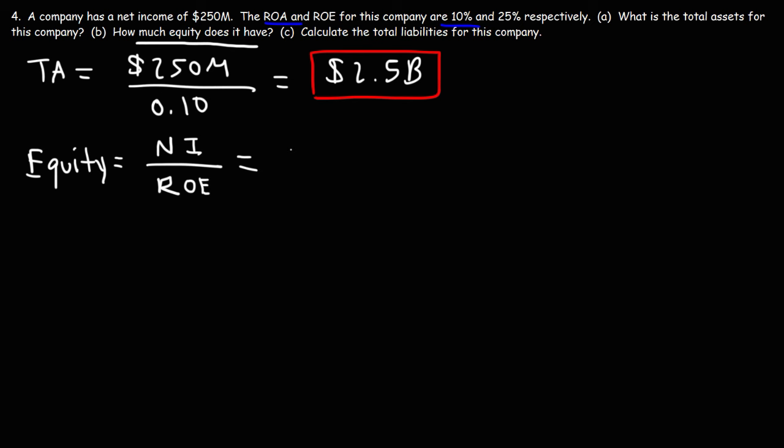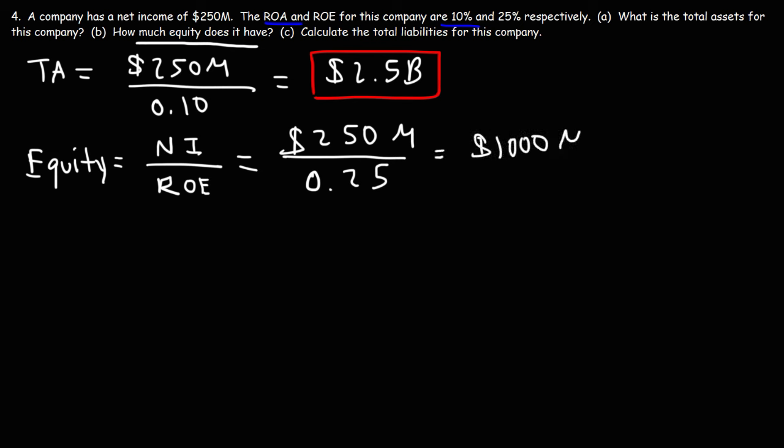So the net income is 250 million. The return on equity is 25%. So as a decimal, it's 25 over 100, which is 0.25. So 250 divided by 0.25, that's 1,000. So we get 1,000 times a million, which is equal to 1 billion. So that is the equity in this company.